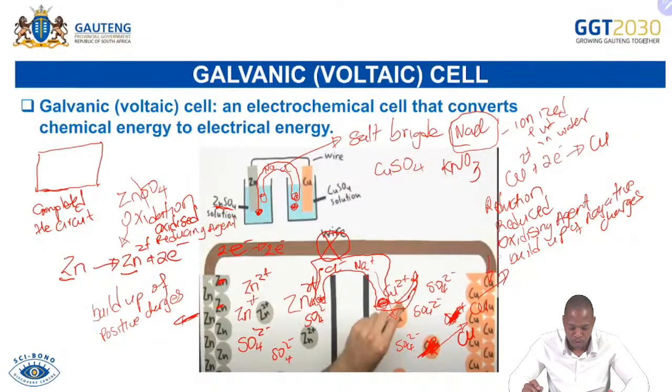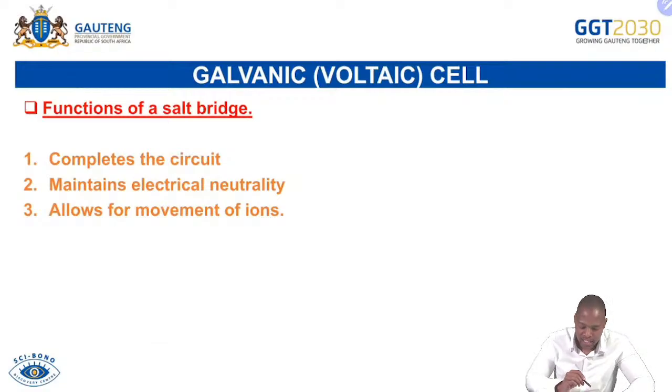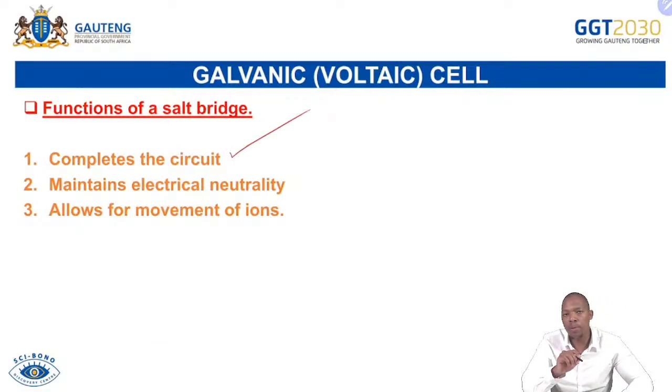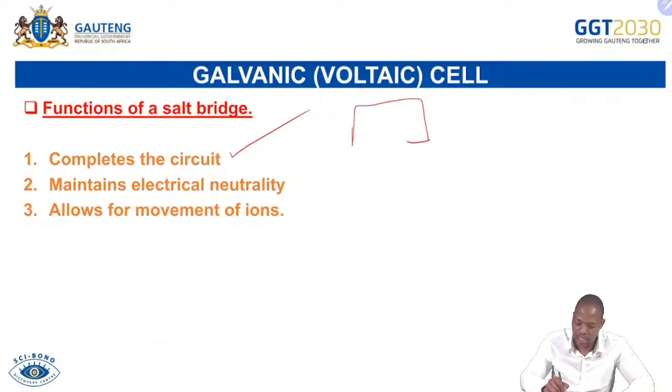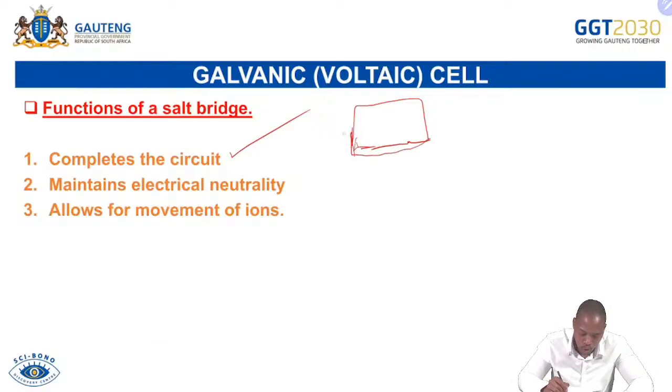Okay, but let's move on and look at the functions of a salt bridge summarized now. What are the functions of the salt bridge? Very, very important points for you to take there. Always, first thing, the salt bridge is there to complete the circuit. We cannot have a circuit that has a gap. The circuit must be a closed loop. Obviously, in our usual circuit, there is a source of energy, but at the end of the day, a circuit must be a closed loop. There is no gap in between.